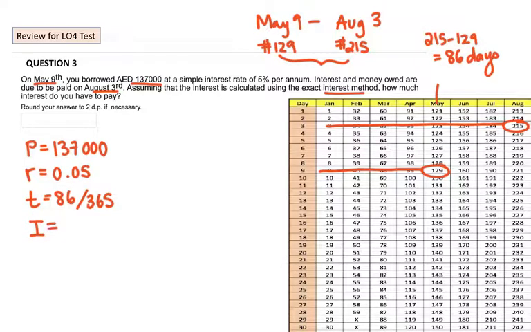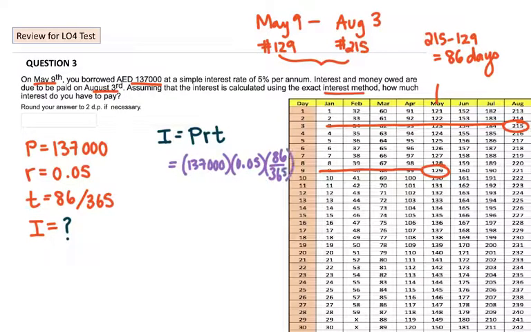So again, it's simple interest. We will use our interest equation for simple interest, I equals PRT. We will plug and chug 137,000 times 5% times 86 over 365, and we will get that the interest that we have to pay is 1613.97 dirhams.